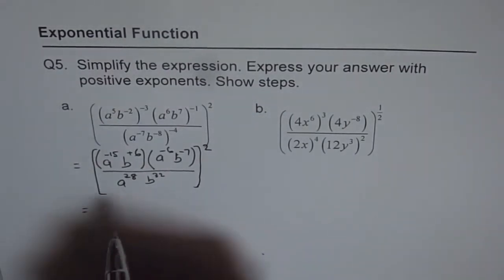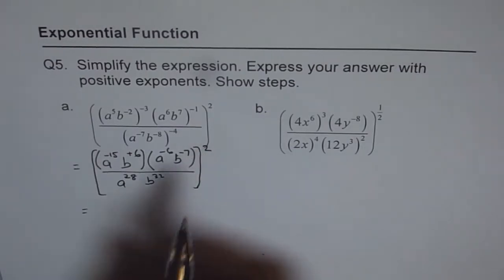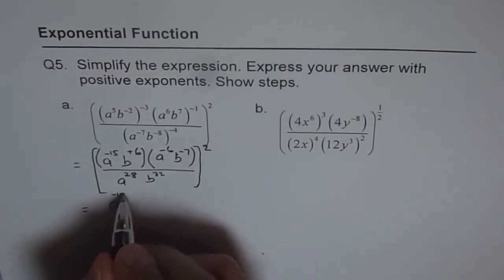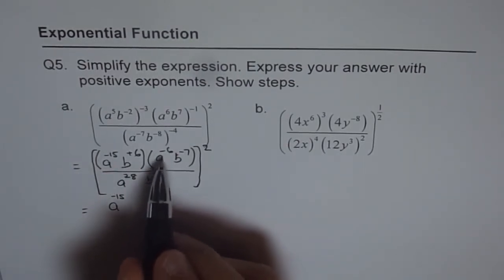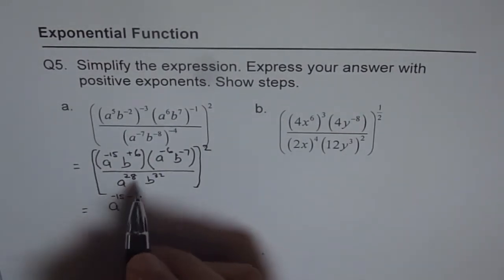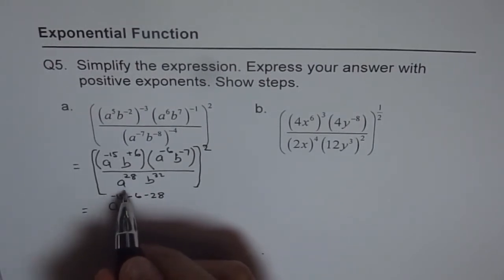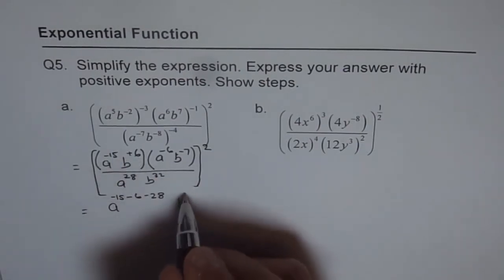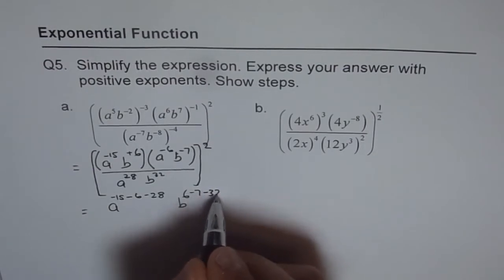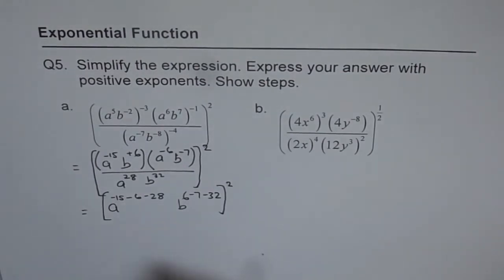And now what we can do is combine all the a's and b's and then we square it, right? So we get a to the power of, we have minus 15. So let's add all the powers when we are multiplying. And this is minus 6, and then 28 is in the denominator, so we do minus 28. So that is what we get as the exponent of a. For b, it is plus 6, minus 7, and minus 32, right? And everything here is squared. So that is where we are at this stage.